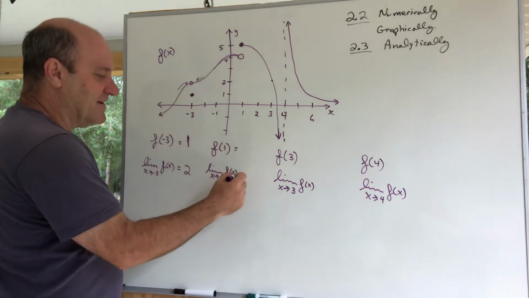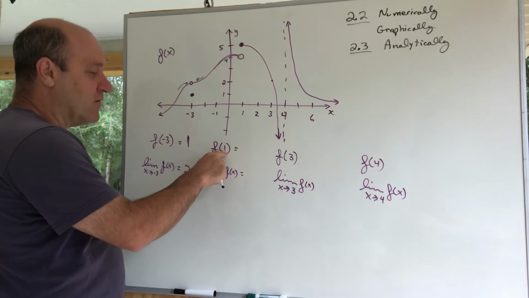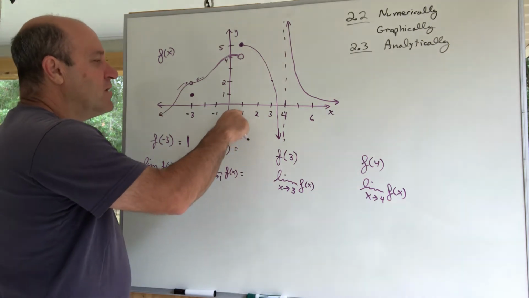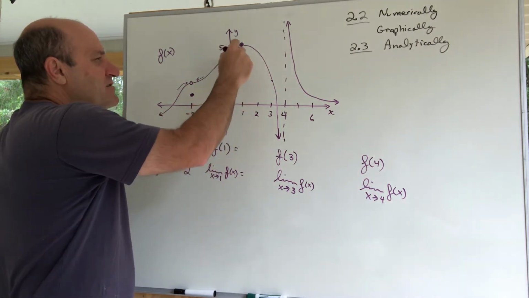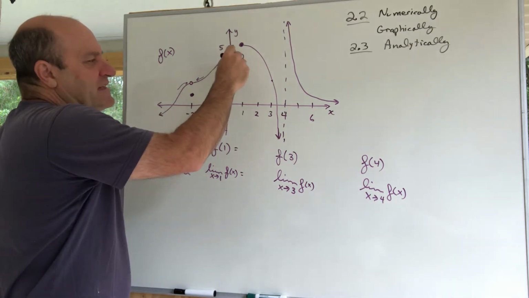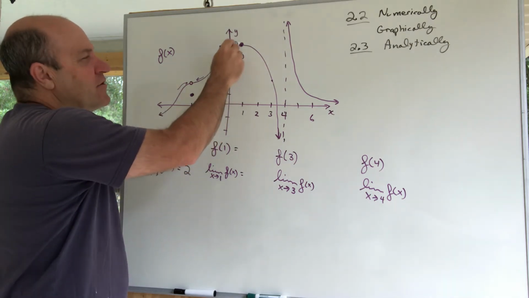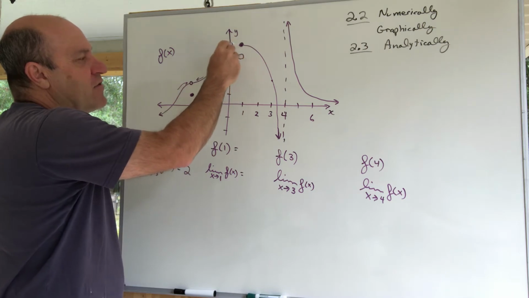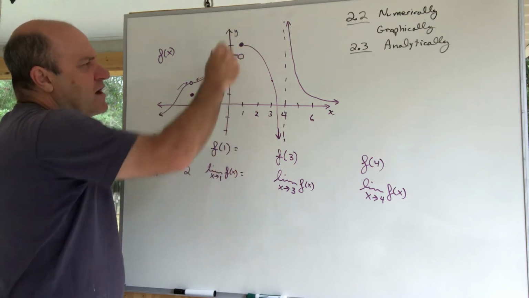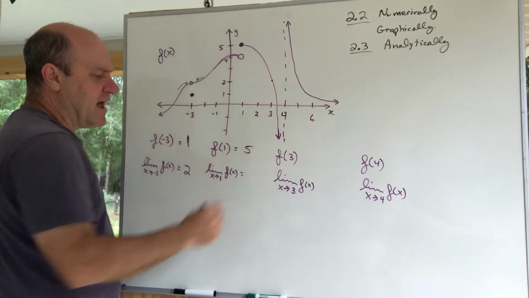Let's try this one. When x is 1, what's the y value? Well, there's a big open circle there at 4. That's not the defined y value. It looks like it's the colored in y value at 5. I think when x is 1, the y value is 5.